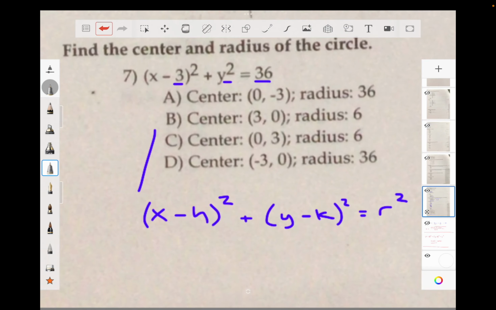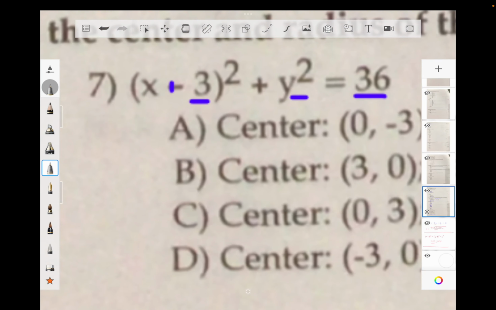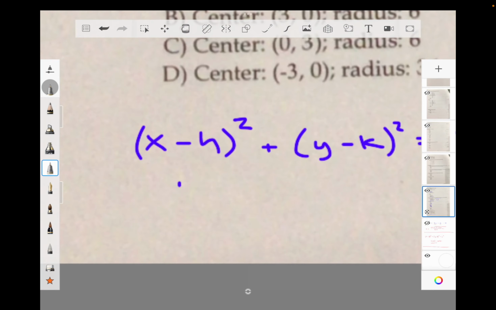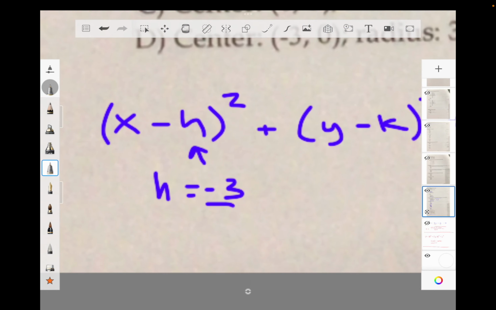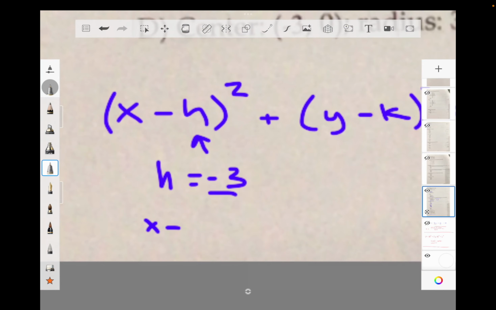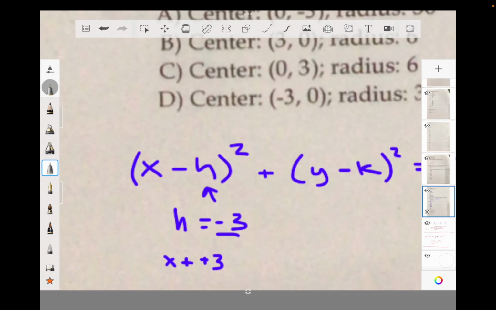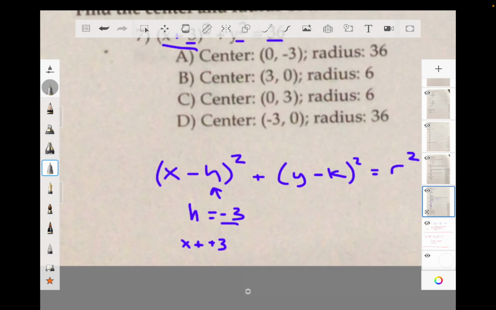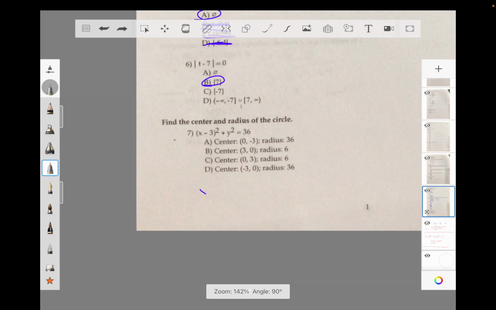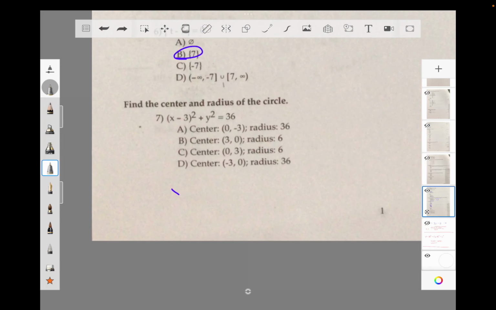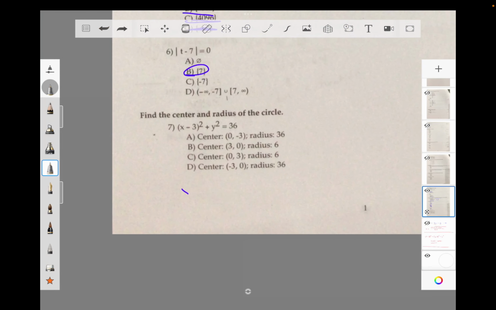If this was, let's say, x plus 3, then h would have to equal negative 3, because if I plug a negative 3 into here, that becomes x minus a negative 3, which of course is positive, which is what I have here. So if it was x plus 3, then h would be negative 3, and if it's x minus 3, then h is just positive 3. Shoot, which one would... I think it should be B. B.